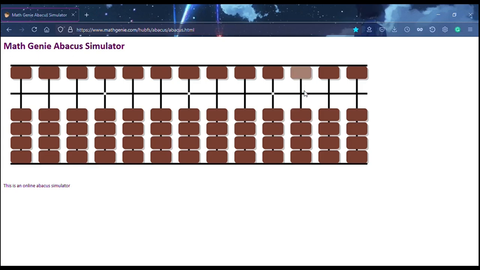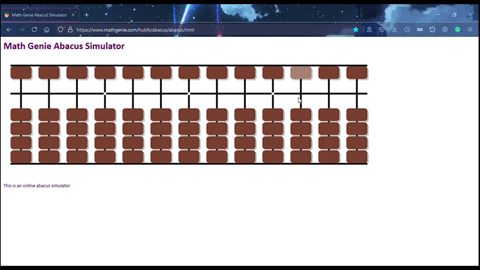In example question 2, send a screenshot of the abacus simulator depicting the number 7698. So for the purposes of this demonstration, I will not be sending a screenshot. Instead, you can view the answers directly on the screen here. So let us break down this number into several parts. We have 7 thousands, 6 hundreds, 9 tens, and 8 ones.